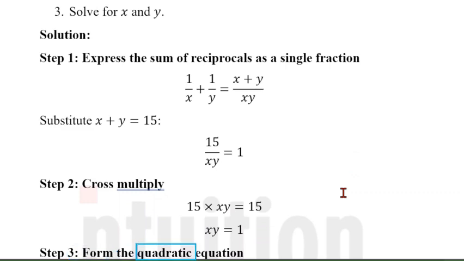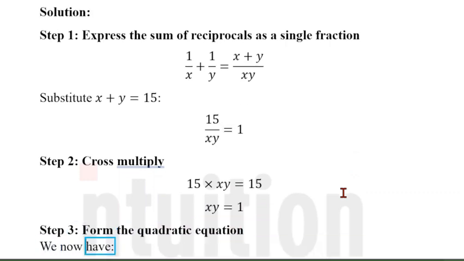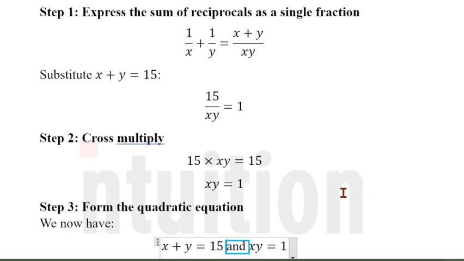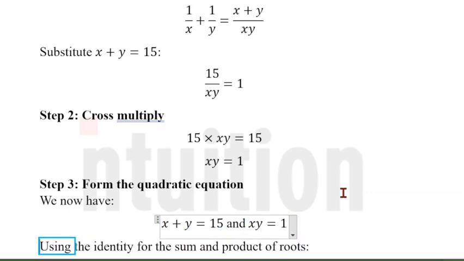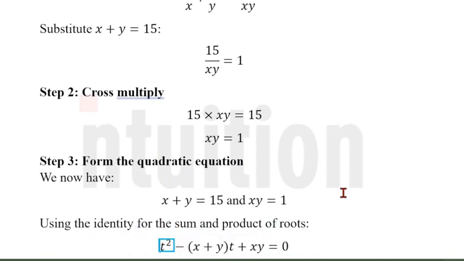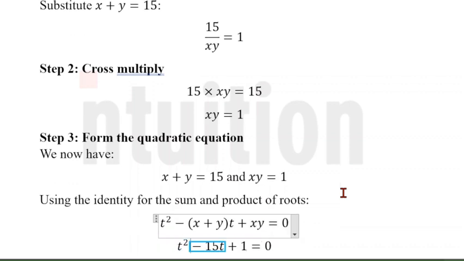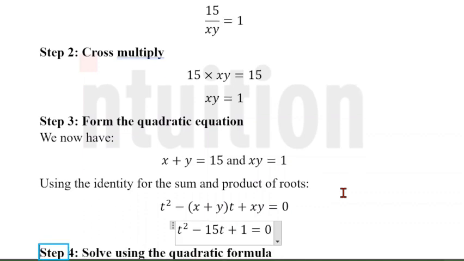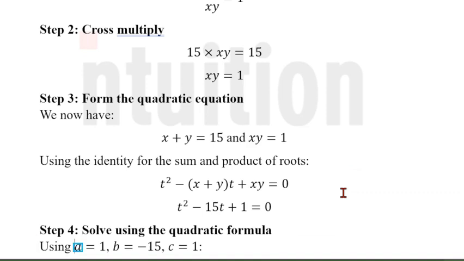Step 3. Form the quadratic equation. We now have x plus y equals 15 and xy equals 1. Using the identity for the sum and product of roots, t squared minus (x plus y)t plus xy equals 0. T squared minus 15t plus 1 equals 0. Step 4. Solve using the quadratic formula, using a equals 1, b equals minus 15, c equals 1.